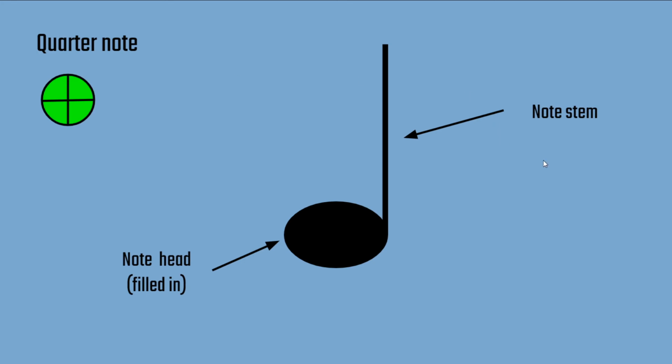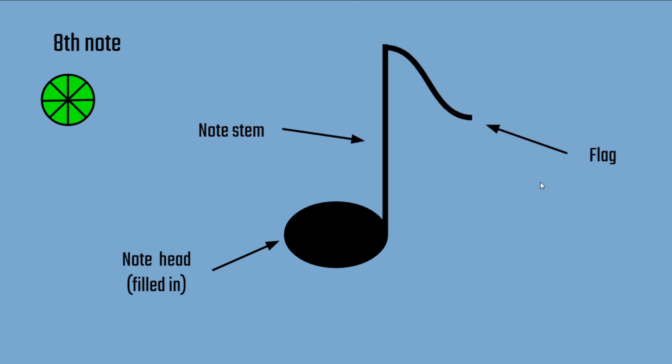Okay, so now if I want to cut this in half again, I'm going to add this little flag on the side. Now this little flag is important, and we're going to talk more about that a little bit later. But what that does is make it into an eighth note, meaning that we cut our little pie from 1/4 into 1/8. So now we have our little pizza, and it's cut into 8 equal slices.